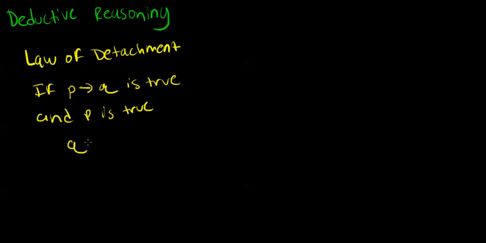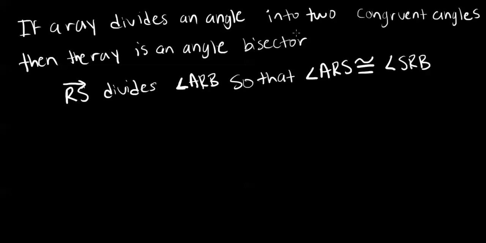In order to use the law of detachment, identify the hypothesis of a given true conditional. If the second given statement matches the hypothesis of the conditional, then you can make a valid conclusion. Now we're going to look at an example of using the law of detachment.